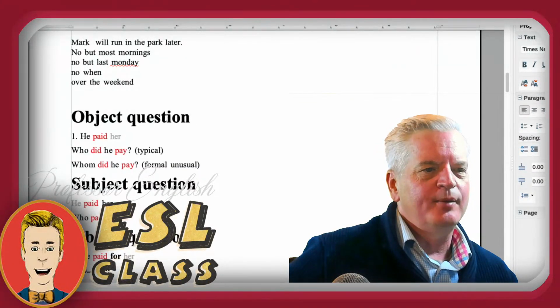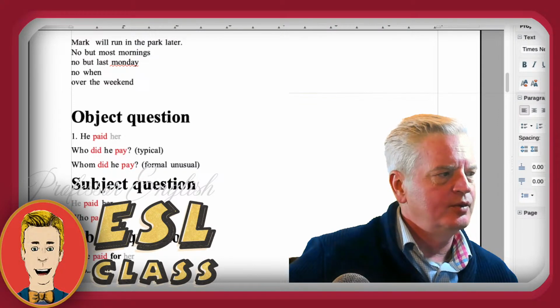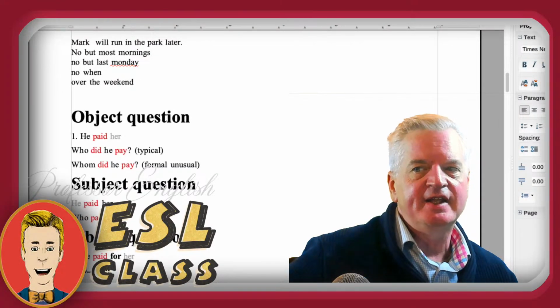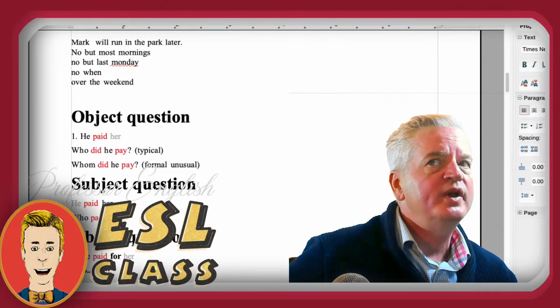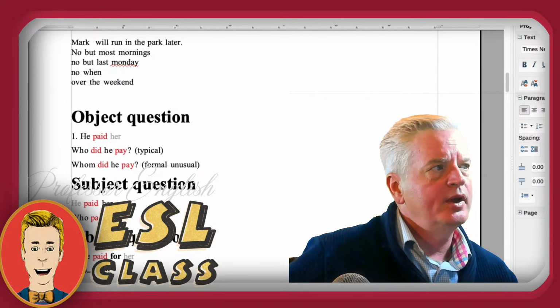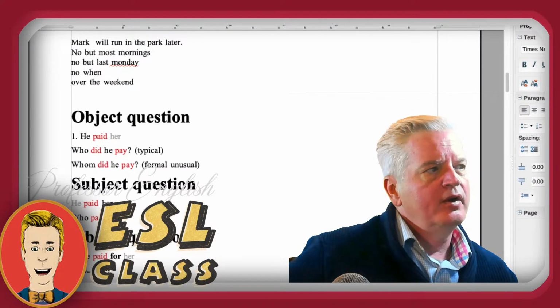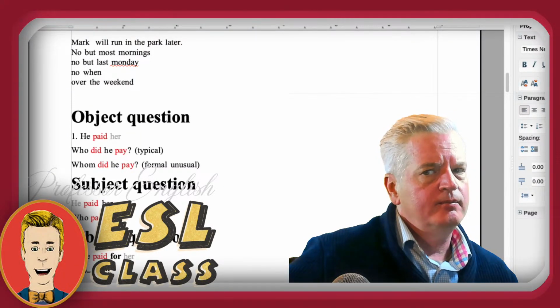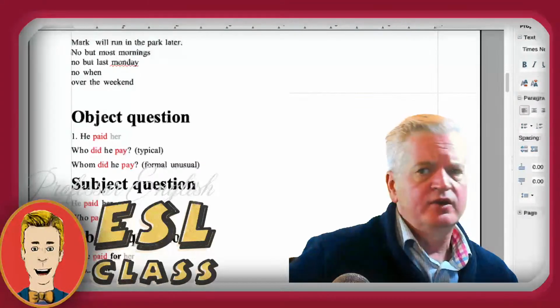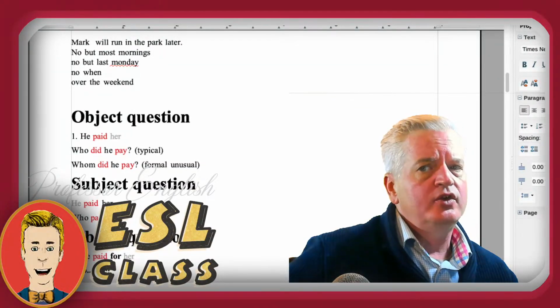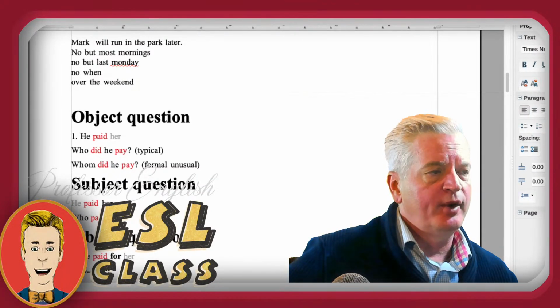How will you make a basic yes/no question with that sentence? Will he? Will he run? Will he run in the park later? How do you answer no to that? No, he will not. No, he won't. No, he won't run in the park later.